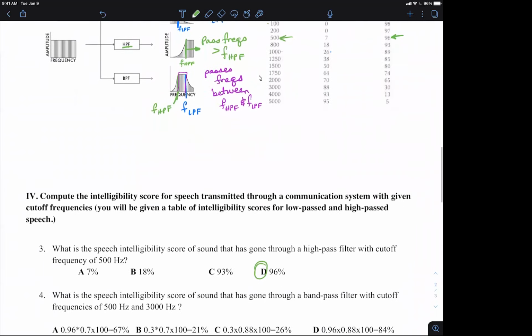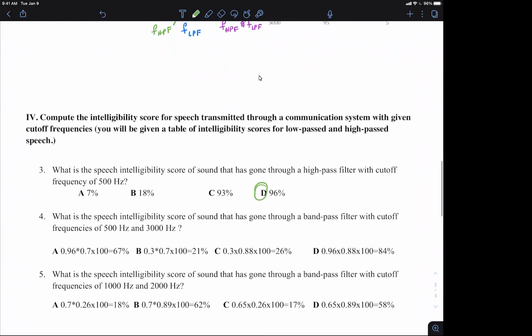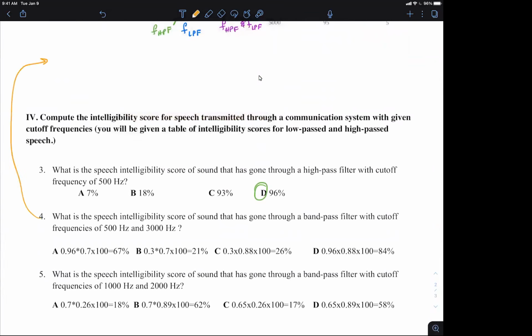Okay. But then this next one, we're going to do a band pass. So I will do this one in orange. I'm going to do it up here where I have more room to write. Speech intelligibility score. So my band pass filter is going from 500 to 3,000 hertz.